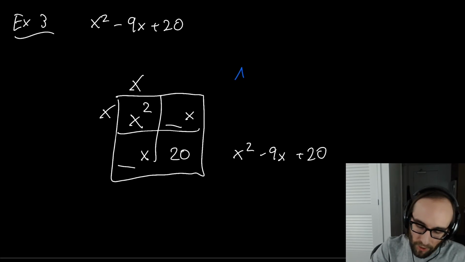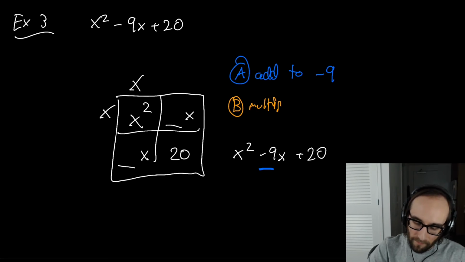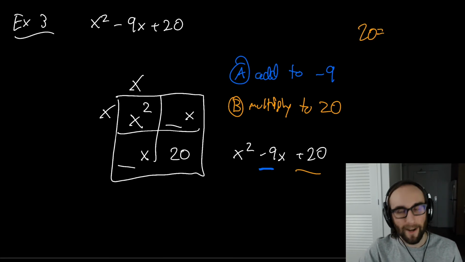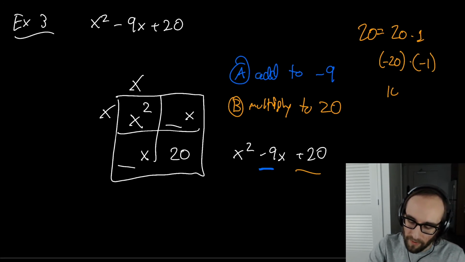So again, our two pieces of information. We know our two numbers add to the middle term, which is -9. And they multiply to the last term, 20. So again, we'll start off with 20, find all of our factors. Well, we have 20 and 1. We also have -20 and -1. We have 10 and 2. -10 and -2. We have 5 and 4. And finally, -5 and -4.